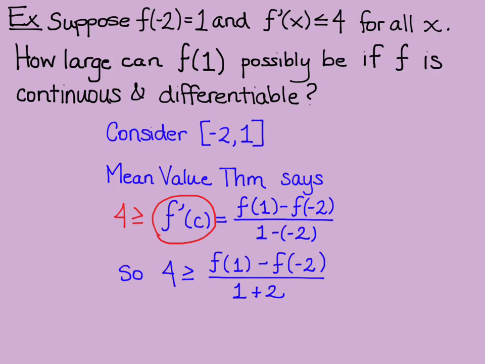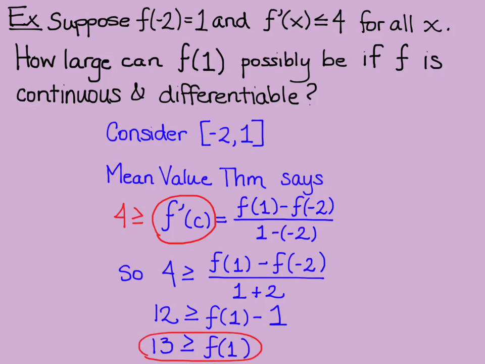So now we can plug in all the values that we know and solve for f of 1. So I get that 12 is greater than or equal to f of 1 minus 1. So 13 is greater than or equal to f of 1. So if f is continuous and differentiable, f of 1 must be less than or equal to 13. So the largest possible value for f of 1 is 13.